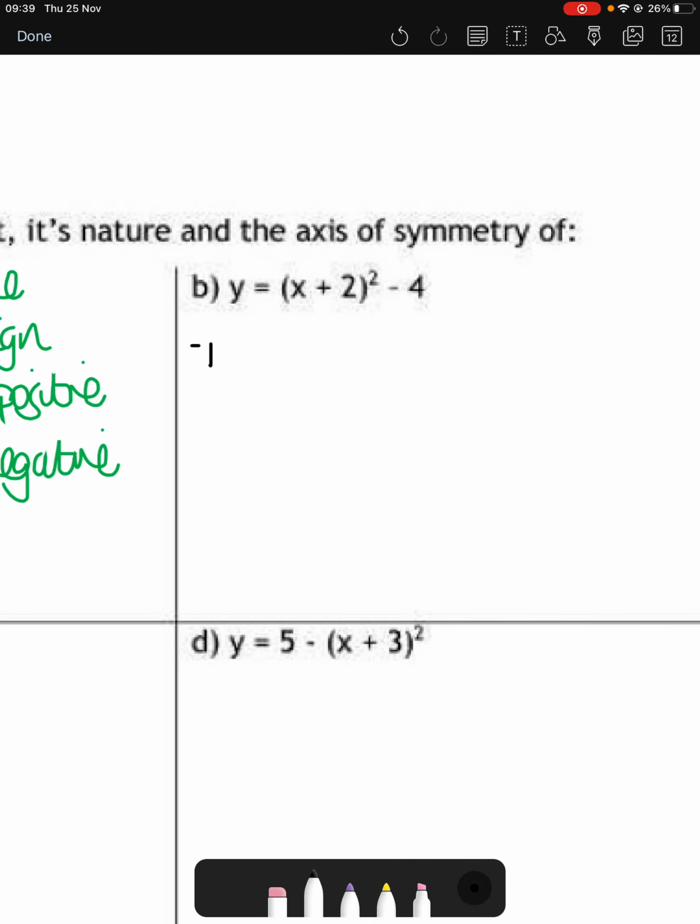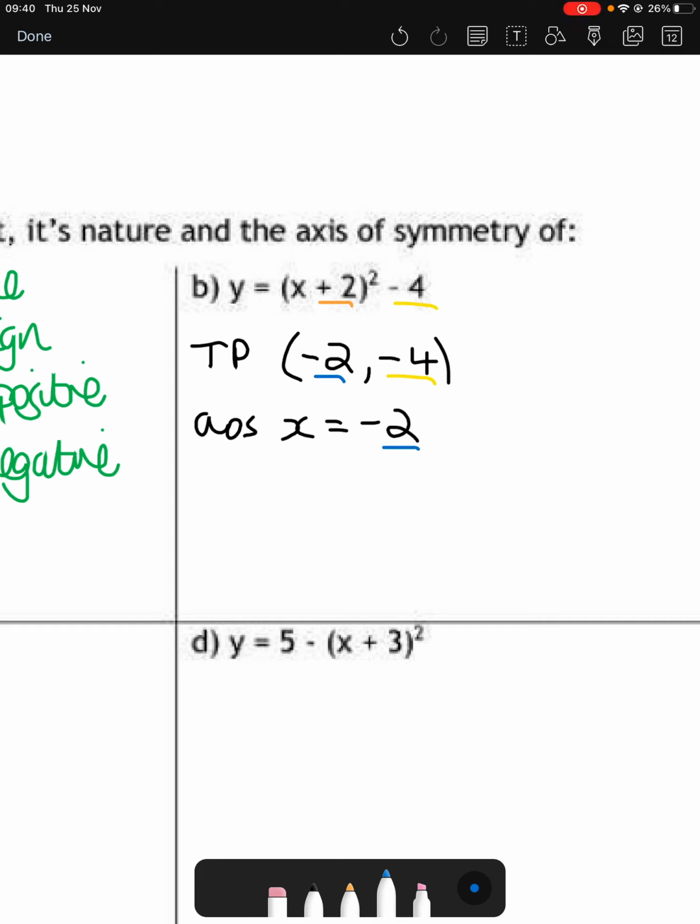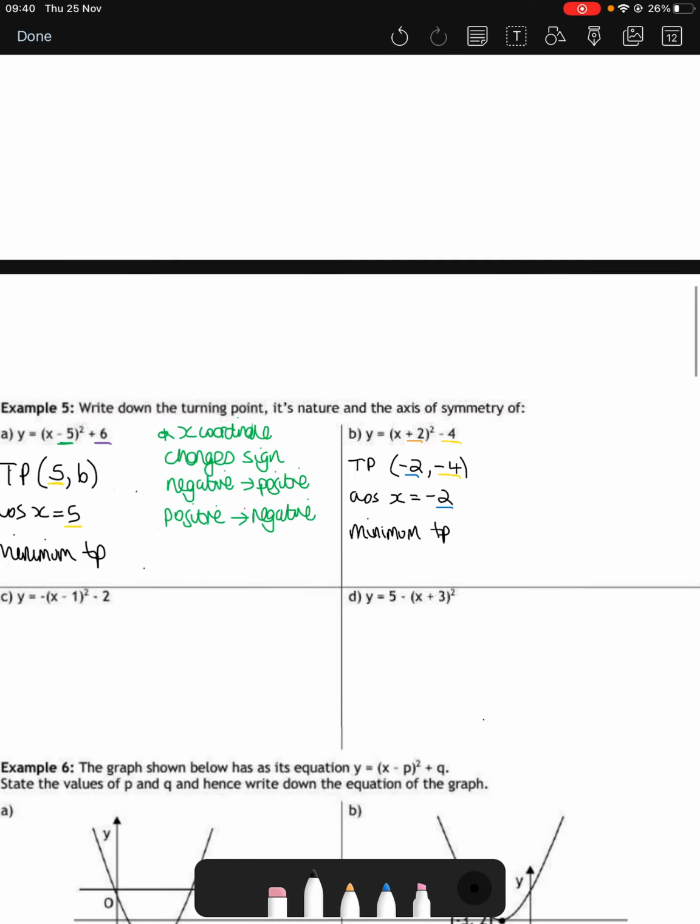Right, next one. So turning point. Again, we're looking inside your bracket. These two numbers here. That is a plus 2, so when that comes out, it becomes a minus 2. And then the number at the end is just the exact same. So that minus 4, just a minus 4. AOS x equals negative 2. So it matches that one. So that matches that. And again, minimum, or min turning point, again, because there's no number in front of the bracket.